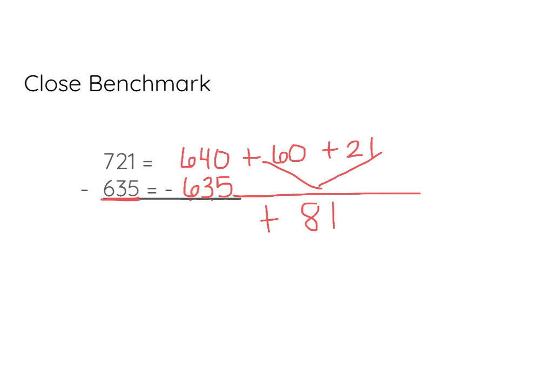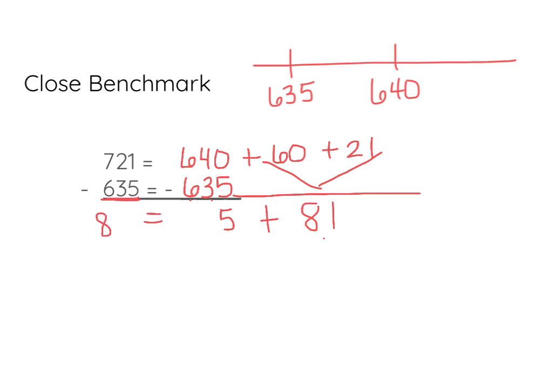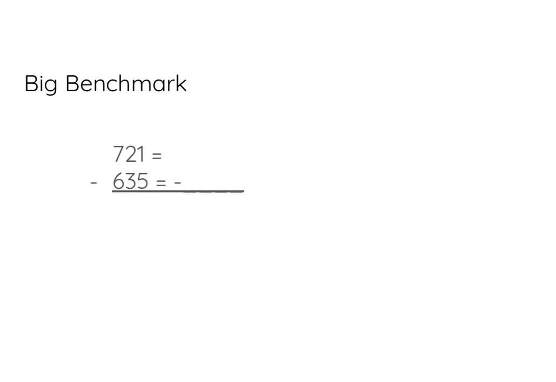Now, how does 635, remember our number lines we practiced? How would 635 get to 640? Just with its partner, which is 5. 81 plus 5 equals 86. Remember, I've told you that on the close benchmark, it's the renaming part that's hard and the adding part that's pretty easy.